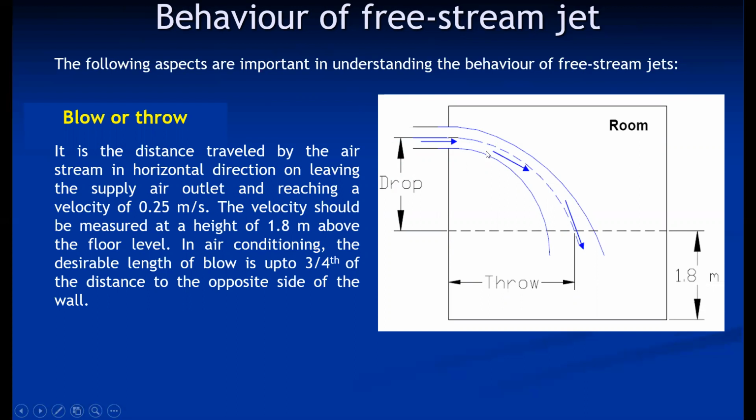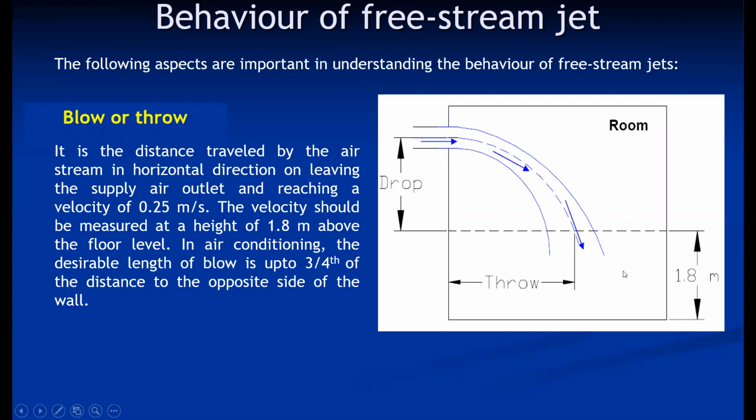So this is blow: the distance traveled by the air stream in the horizontal direction on leaving the supply air outlet and reaching a velocity of 0.25 meter per second. So the horizontal distance traveled by the jet is called the blow. The velocity should be measured at a height of 1.8 meter. So somewhere the velocity should reach around 0.25 meter per second, and that location is 1.8 meter above the floor level.